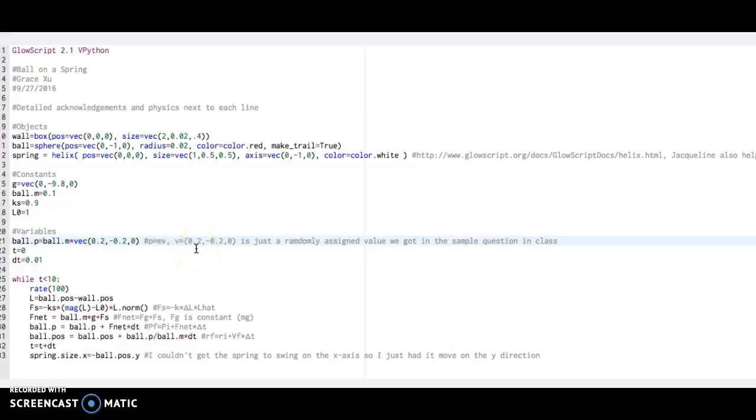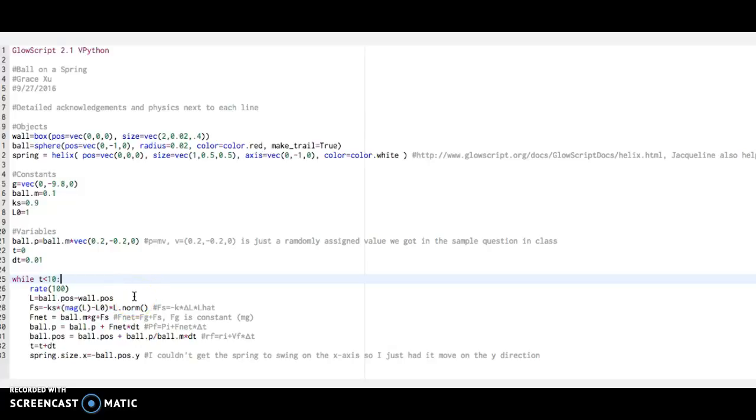The value for velocity, which is 0.2, -0.2, and 0, I just found in that example program we did in class, so I just carried it on. Obviously, t initial gets the value of 0, and I made each time step 0.01. So in the while loop, I only had to run for 10 seconds, because that was in the description, I think. And I made the rate 100 because it was standard issue from all the summer work we did.